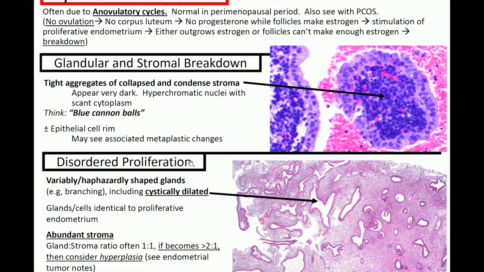All right, next up, still benign but dysfunctional endometrium. Dysfunctional endometrium can occur due to anovulatory cycles, which is normal in the perimenopausal period, and can also be seen with polycystic ovarian syndrome, where you have no ovulation leading to no corpus luteum, which leads to no progesterone while the follicles make estrogen, which causes stimulation of proliferative endometrium, which then either outgrows the estrogen or the follicles can't make enough estrogen, which leads to breakdown.